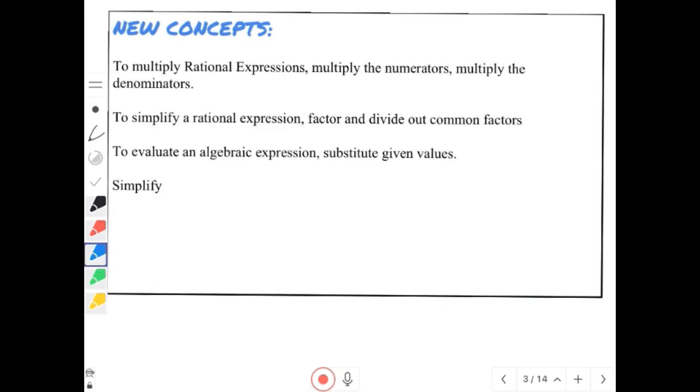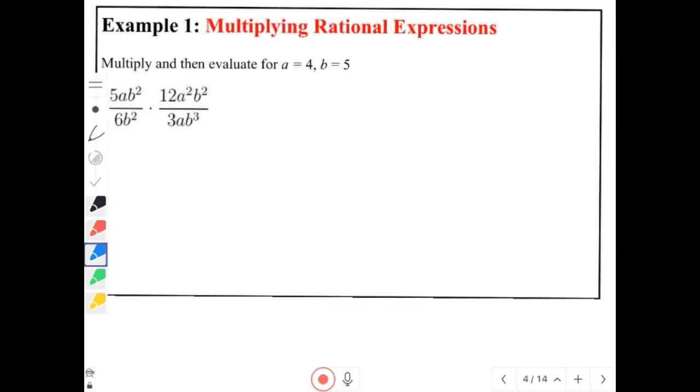Okay, so our new concepts. To multiply rational expressions, multiply the numerators, multiply the denominators, just like you would multiply fractions with numbers. To simplify a rational expression, factor and divide out common factors. To evaluate an algebraic expression, substitute given values, and then we'll simplify. You don't necessarily have to do things in the order that they say here. What I find is easiest is to simplify things by doing that factoring and seeing things that aren't common, and then simplify numbers, or plug in numbers at the end.